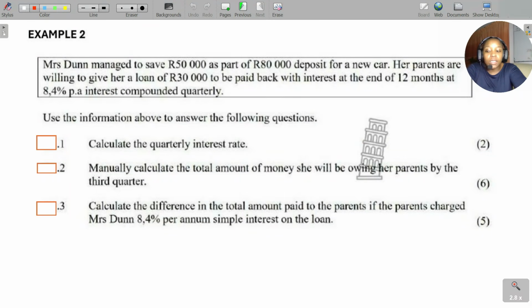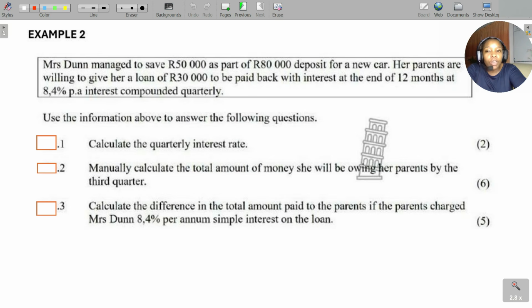Okay, so let's look at this example. In this example, we are told that Mrs. Dunn managed to save 50,000 as part of the 80,000 deposit for a new car. Her parents are willing to give her a loan of 30,000 to be paid back with interest at the end of 12 months at 8.4% per annum interest compounded quarterly. We need to use the information above to answer the following questions.